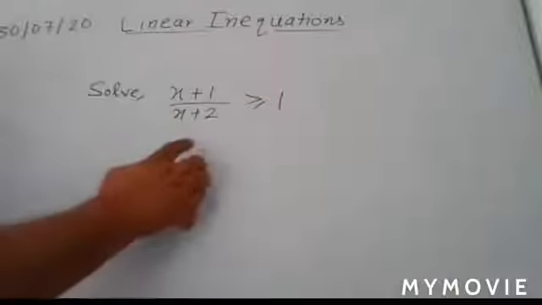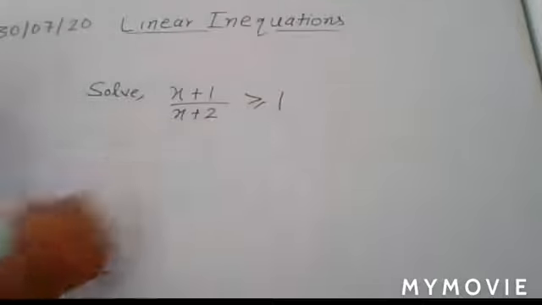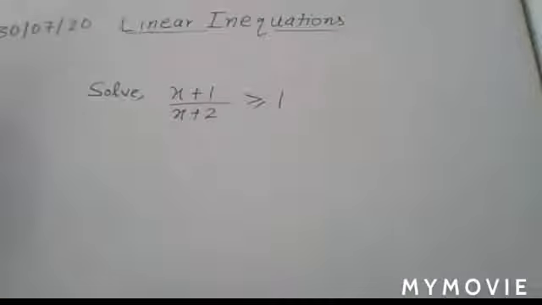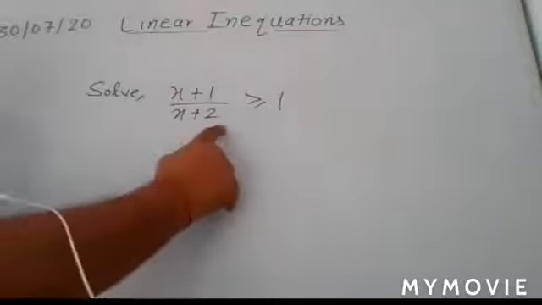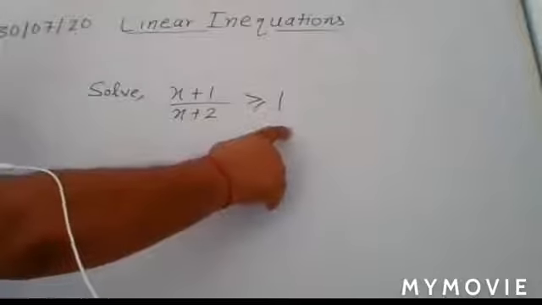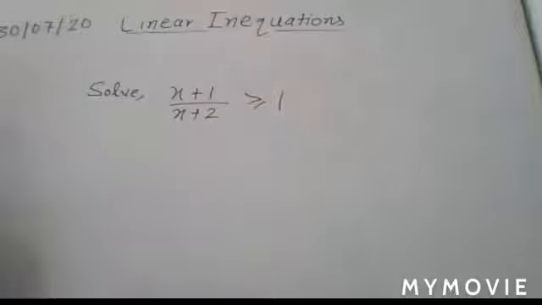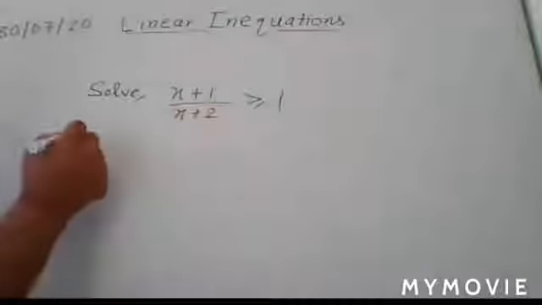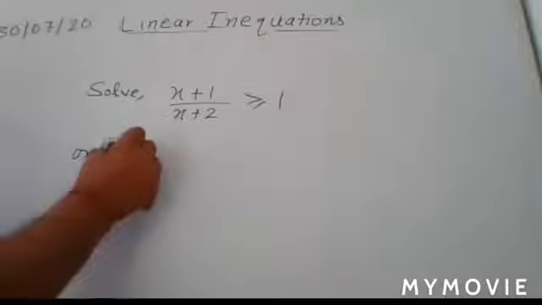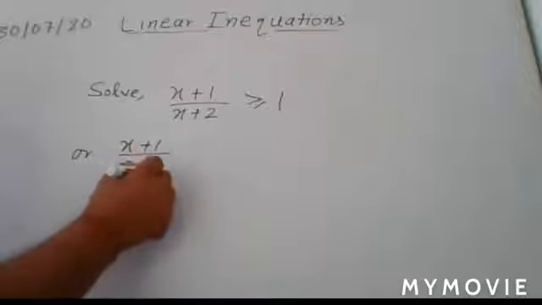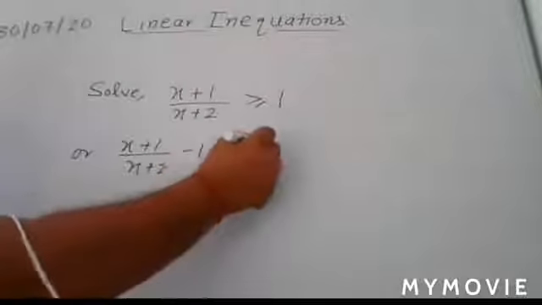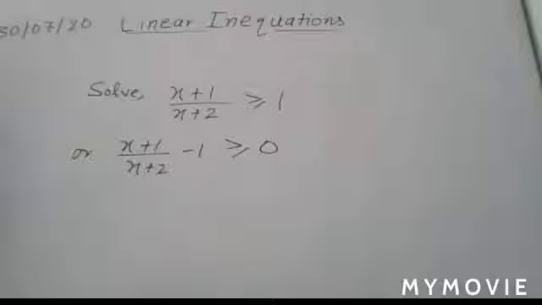In such a case, you are not transferring this denominator to the right side. Otherwise x is cancelled, and the solution of this type of inequality is not possible. So first of all, you have to transfer this constant to the left side and simplify. Here you have x plus 1 upon x plus 2 minus 1 is greater than or equal to 0.